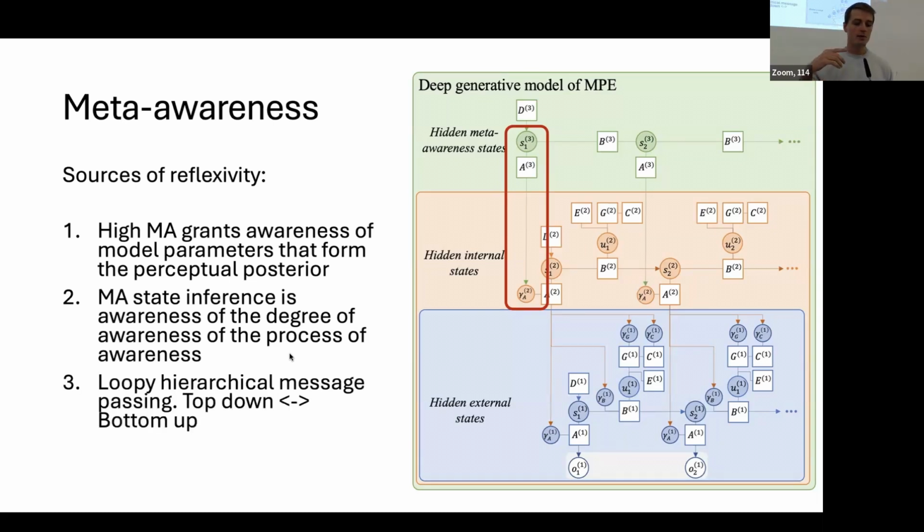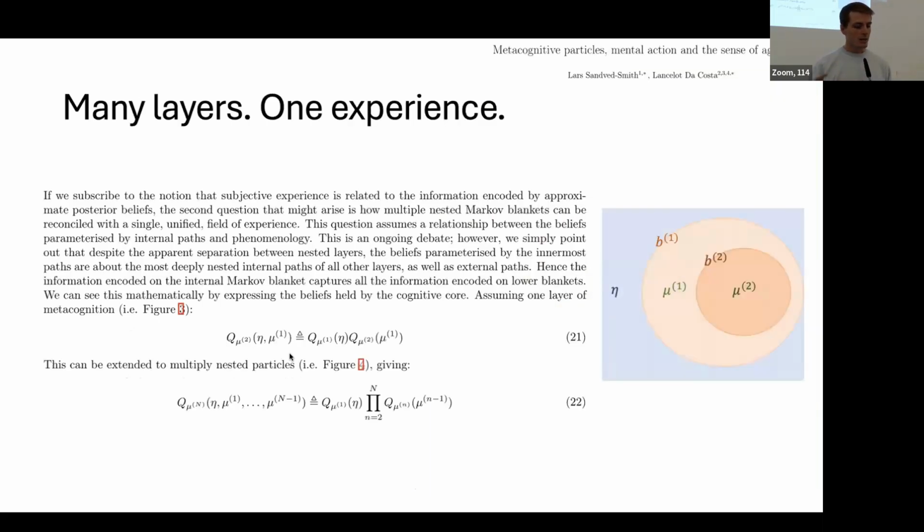And also you have to remember that the message passing goes in both ways, right? The information flow in these things is top down and bottom up. So there is this kind of loopy message passing. And one of the feelings that might come up is this impression of it being meta, like a perspective, almost like a homunculus looking down, creating a separation within oneself. I just want to alleviate that concern as well, because although there are many layers, there's only one experience. And this is an extract from a paper I wrote with Lance.